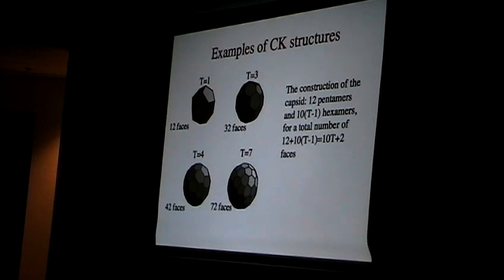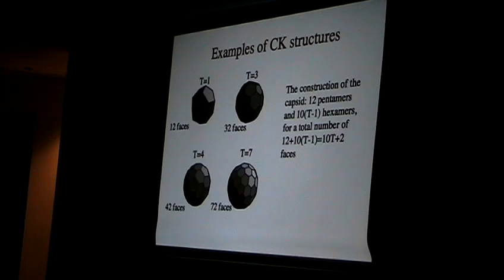Here are some more examples of Caspar and Klug structures. In all cases, you have 12 pentamers, but you have 10 times (T minus 1) hexamers. Here is a T equal 1, here is a pentagon, here is another pentagon, so here you have 12 pentagons. As the T number increases, the number of pentamers remains 12, but the number of hexagons increases, and it's quantized. It has to be always 10 times (T minus 1). Here you have 0, here you have 20, here you have 30, and here you have 60 hexons, but in all cases, 12 pentamers.